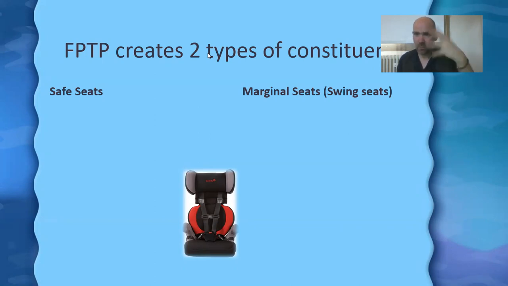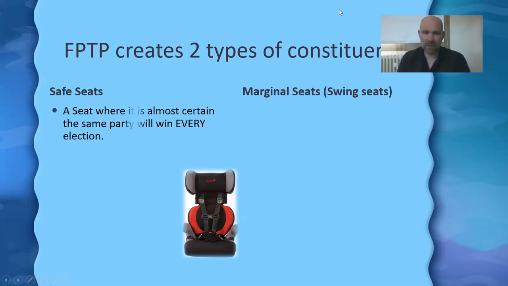It creates 2 types. What are those 2 types? Safe seats and marginal seats. And sometimes marginal seats are known as swing seats. You can probably already work out what these are, but let me tell you. A safe seat is one where there is no hope of the result changing, because the majority is so high that it's never going to change within one election. And a marginal seat or a swing seat is one where there is a realistic chance of the winner in that constituency moving.